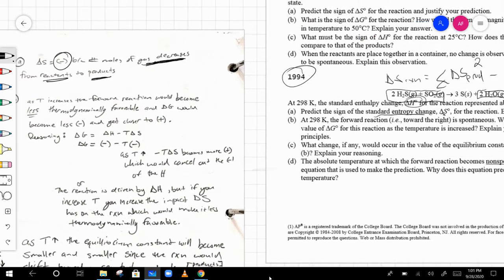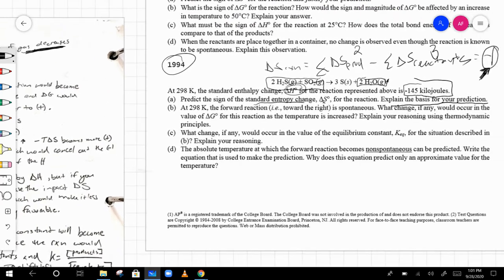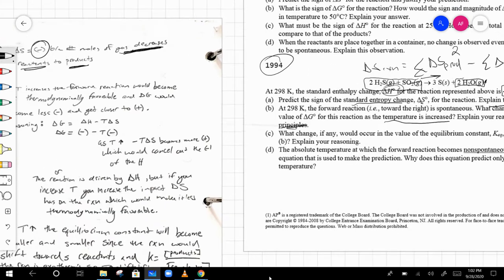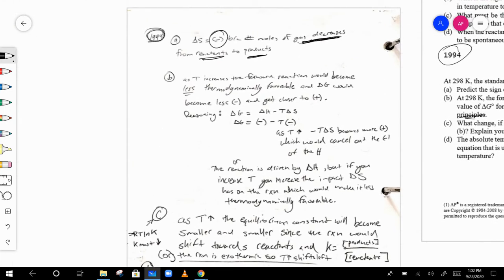Letter B. It says here, for the forward reaction, it is spontaneous. So as it moves from left to right, it's spontaneous. What change, if any, would occur in the value of delta G for this reaction as the temperature increased? Explain your reasoning using thermodynamic principles. When they say using thermodynamic principles, I simply use the equation. So this is the equation right here: delta G equals delta H minus T delta S.